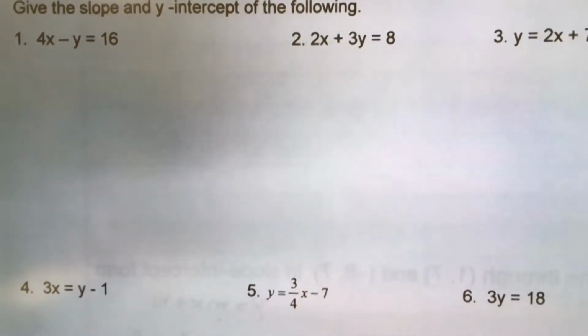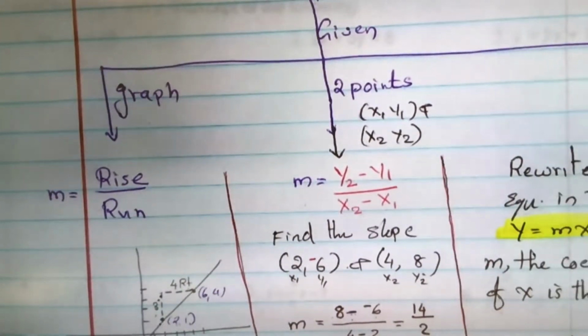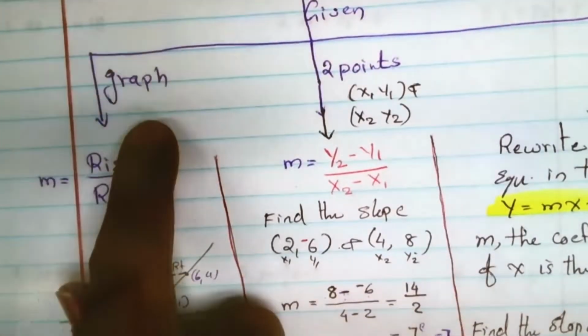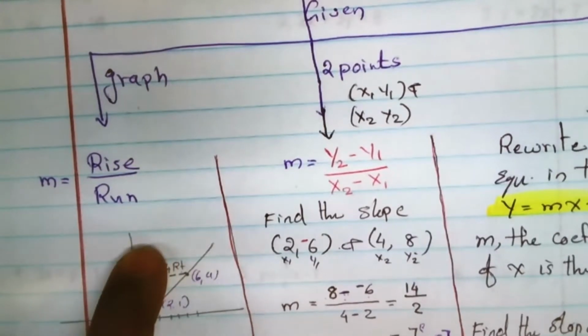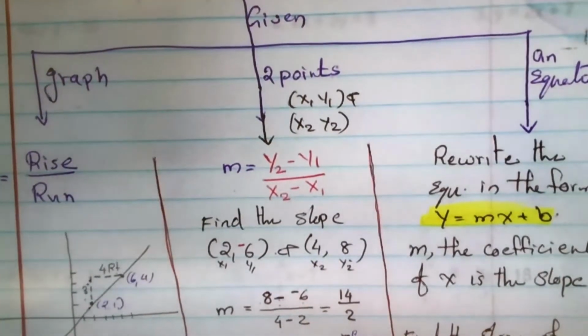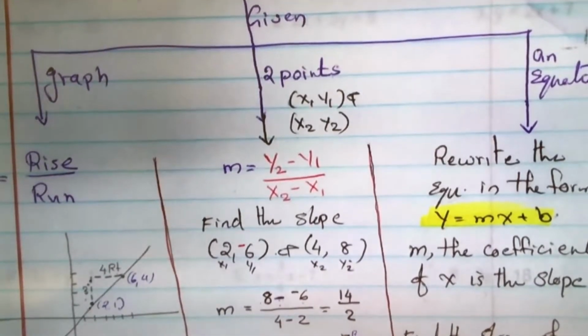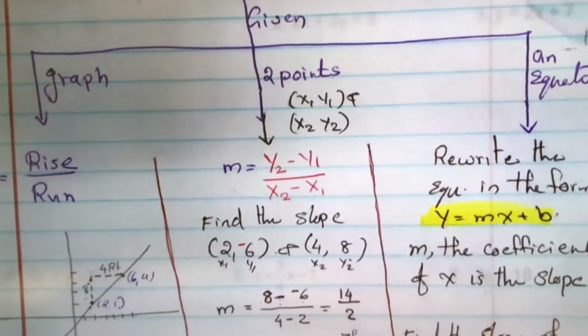So first, when I talked about the slope and y-intercept, I told you that when you have a graph, it is easy to use rise over run. When you are given 2 points, it is easy to use the formula y2 minus y1 over x2 minus x1.